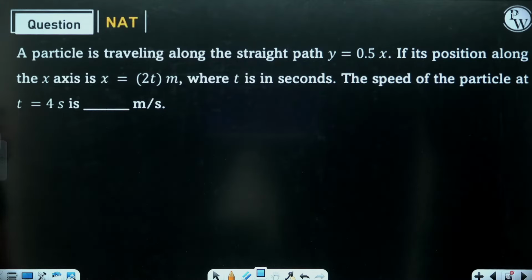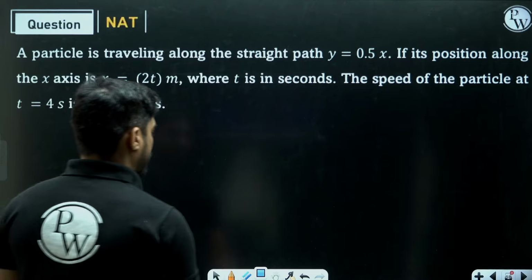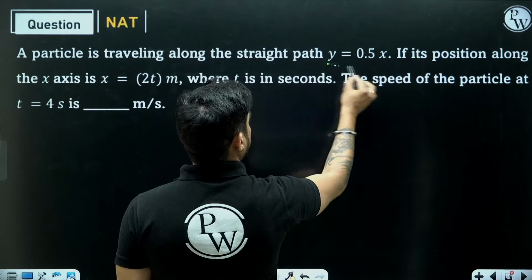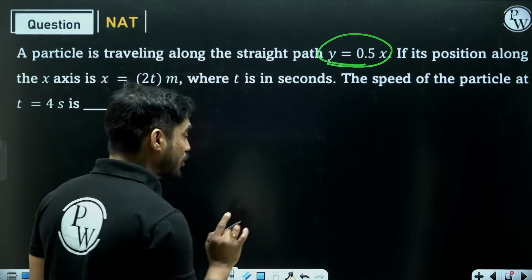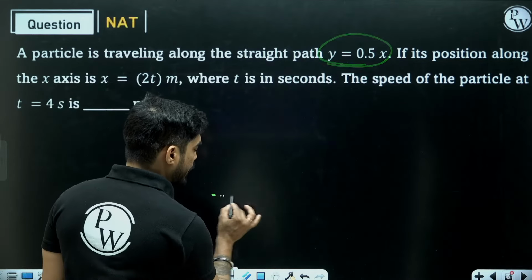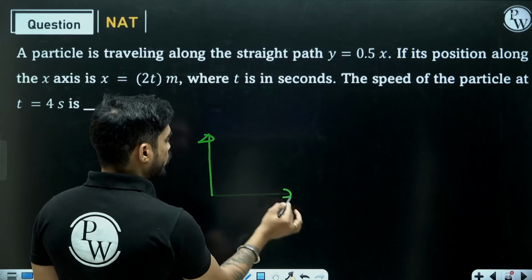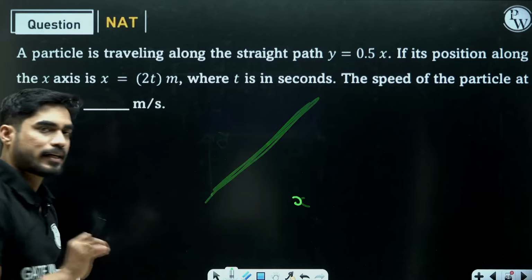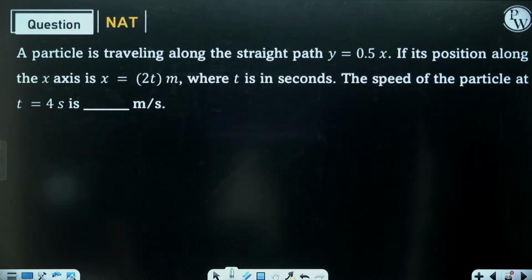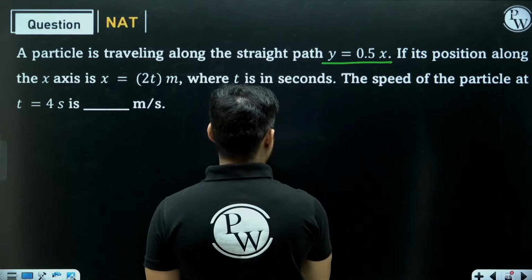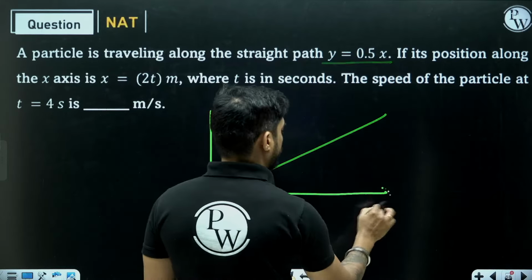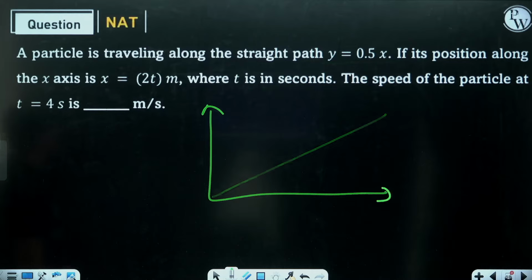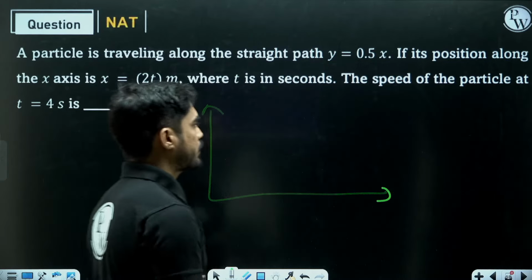A particle is traveling along the straight path y equals to 0.5x. Now you must be wondering, sir, this is a straight path, then how come it is curvilinear translational motion? I told you, straight path means it should be either in x or in y in order to be rectilinear translation. If it is like this, then also we will consider it as curvilinear translation. Okay, two-dimensional translation, na? So here the straight path is y equals to 0.5x. It is something like this. So this will also be solved using the concepts of curvilinear translation only, two-dimensional translation.